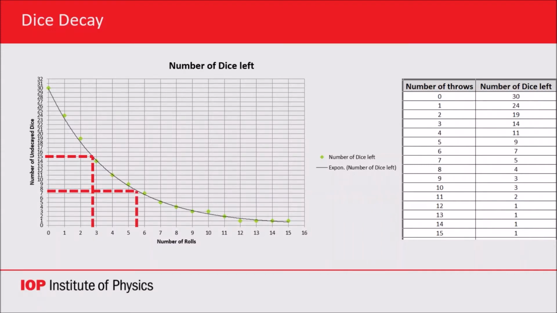We can repeat this process for the next half-life as well, showing that the time taken to reduce the remaining nuclei by half is always the same. In this case here, it's approximately 2.9 rolls.